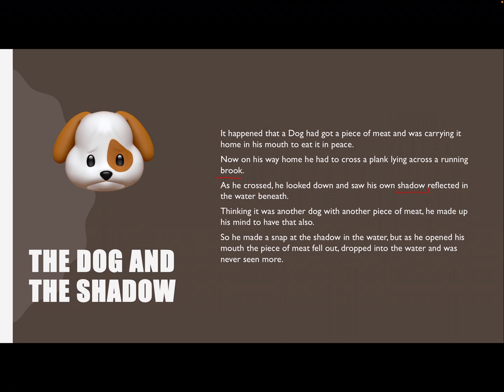So as he crossed, he looked down and saw his own shadow reflected in the water beneath. Thinking it was another dog with another piece of meat, he made up his mind to have that also. So he made a snap at the shadow in the water, but just as he opened his mouth, the piece of meat fell out, dropped into the water, and was never seen again.